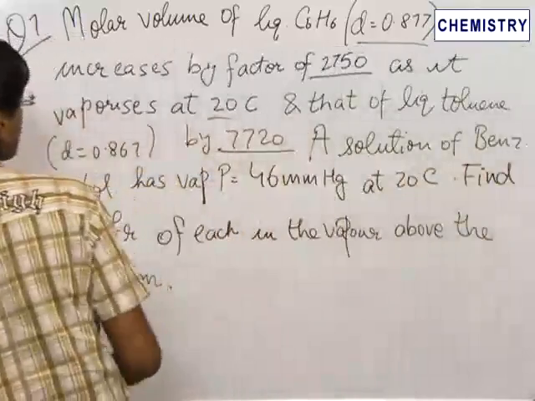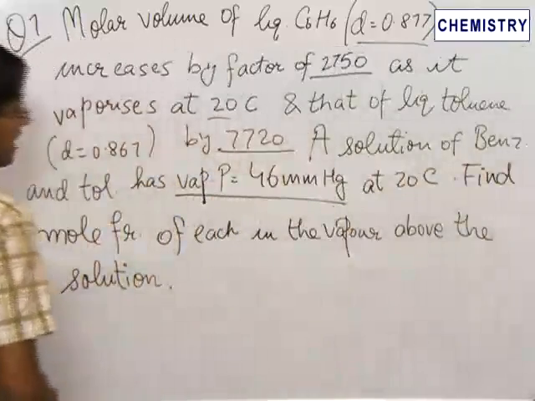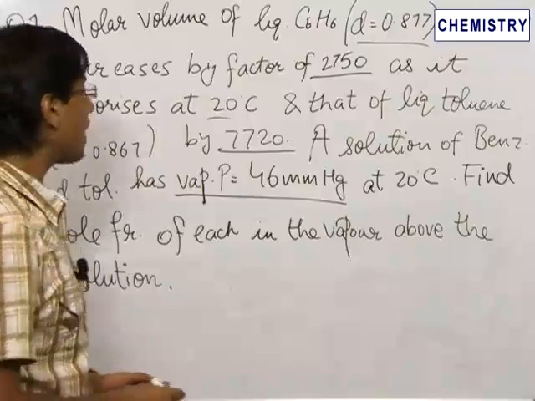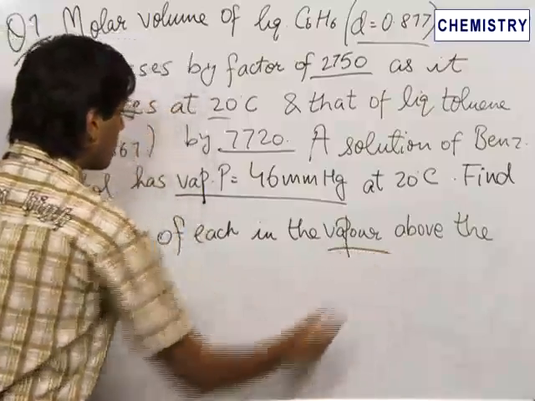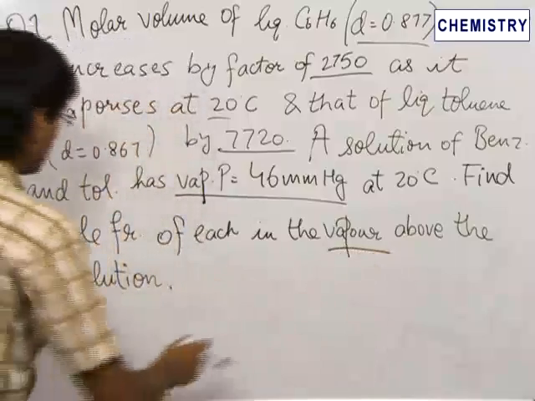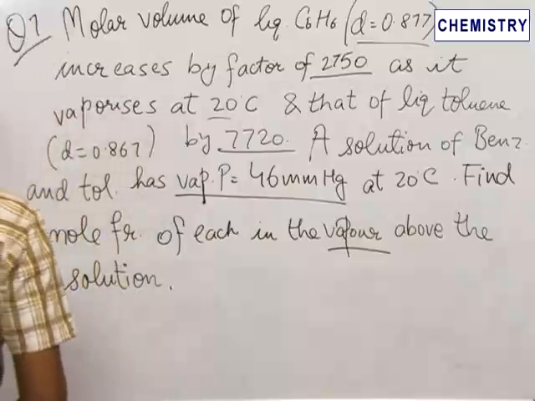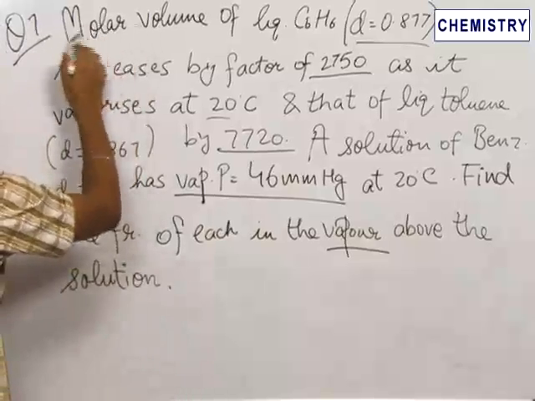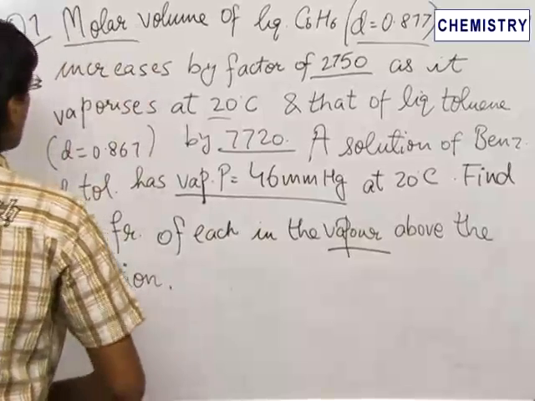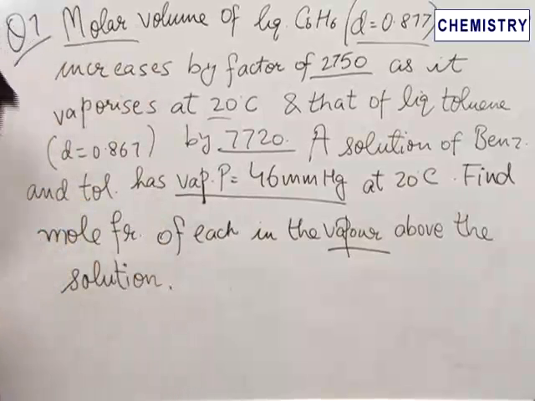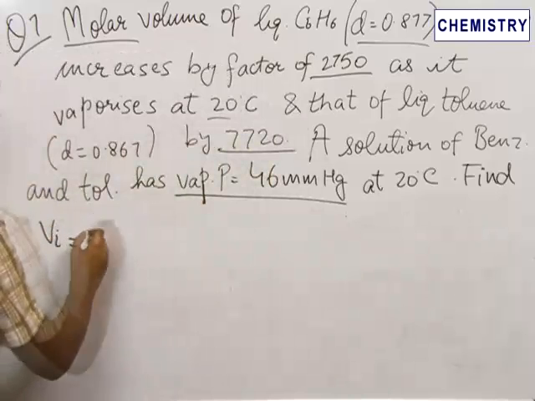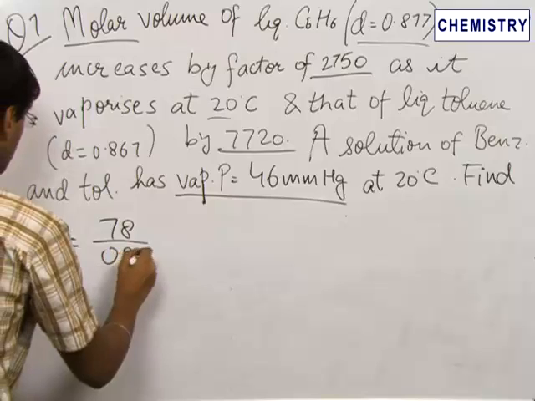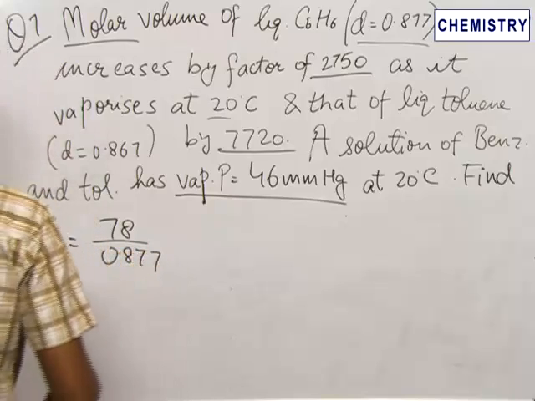A solution of benzene and toluene has a vapor pressure of 46 millimeters of mercury at 20 degrees Celsius. We need to find the mole fraction of each of these, benzene and toluene, in the vapor present above the solution. So let us first try to find out the initial volume. Since we have molar volume, we have 1 mole of each of liquid benzene and liquid toluene. 1 mole of benzene means 78 grams of benzene, and hence the V initial for benzene is 78 divided by the density, which is given to be 0.877.